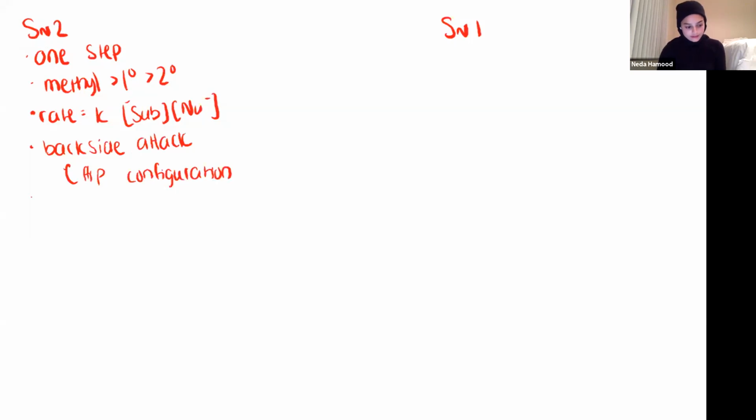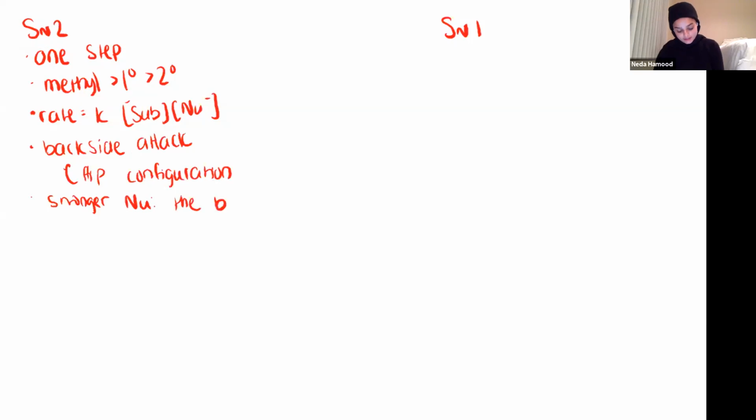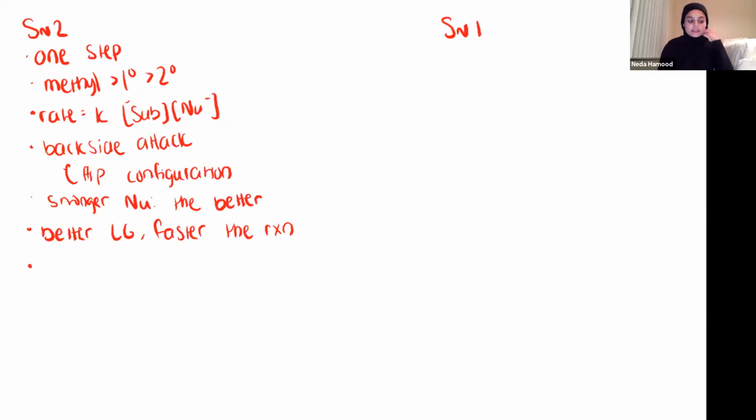So then we have a stronger nucleophile. What does it say under backside attack? Flip configuration. Sorry, I'll try and make my handwriting a little nicer. And the leaving group after the reaction, and then we have our polar aprotic solvents.